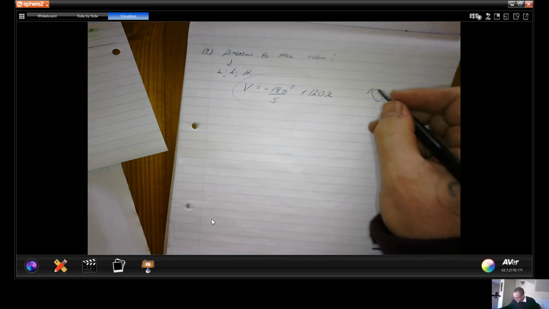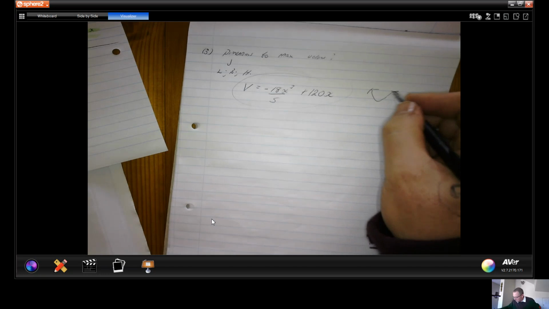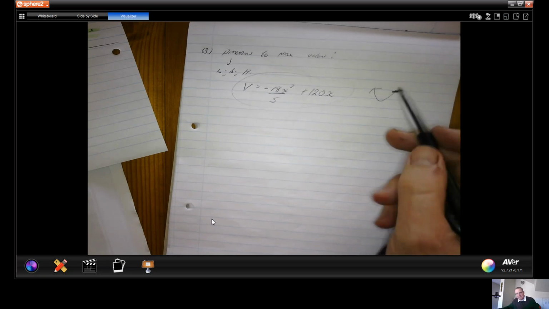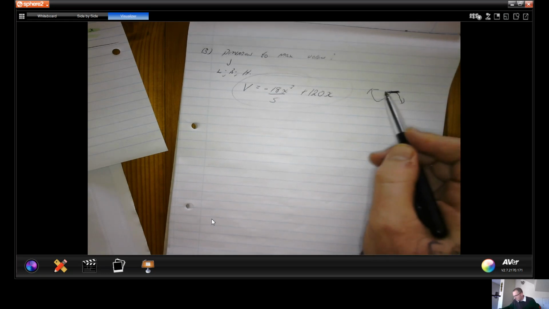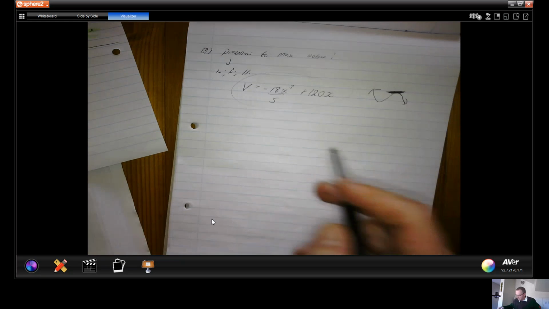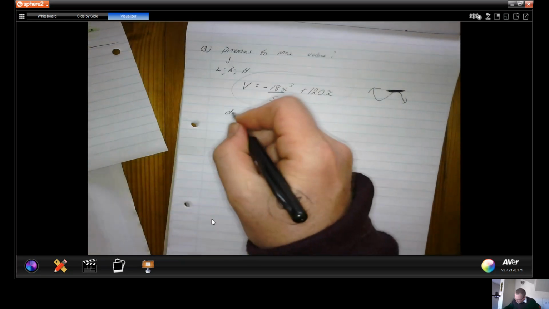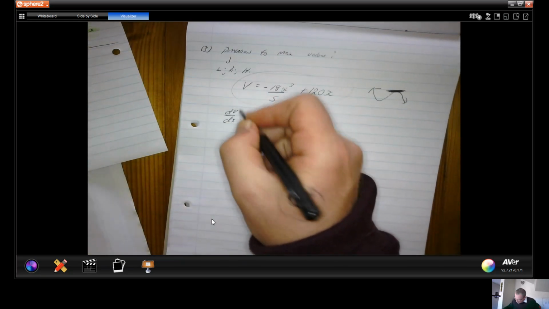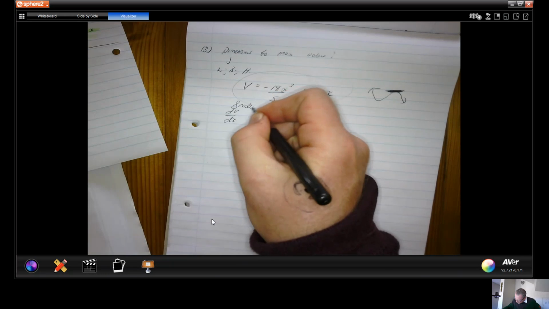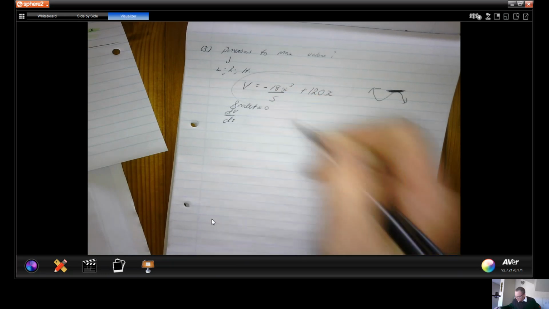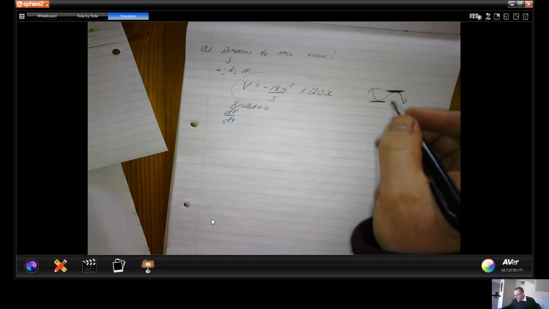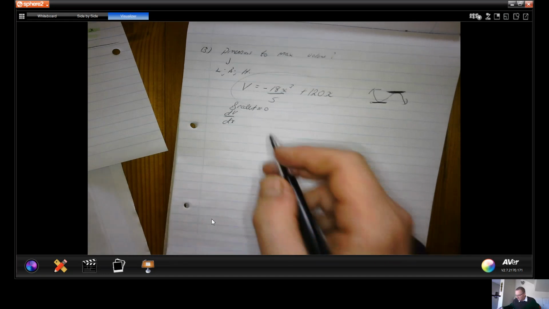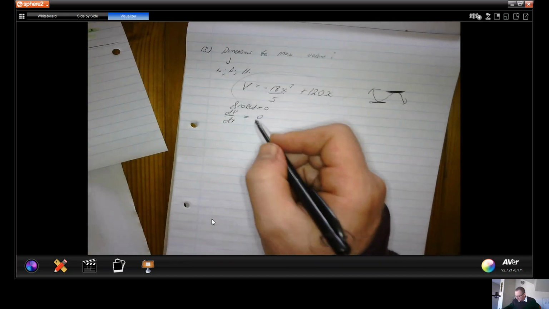Starts with a negative, ends with a negative. And we want to maximize the volume. So now when we're trying to maximize something, we want to know where the gradient is equal to 0. So we want to know where dV/dx is, remember, the maximum always happens when the gradient is equal to 0. So maximums and minimums happen when the gradient is 0. So we want to know where dV/dx is equal to 0.